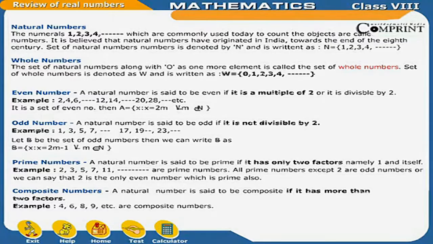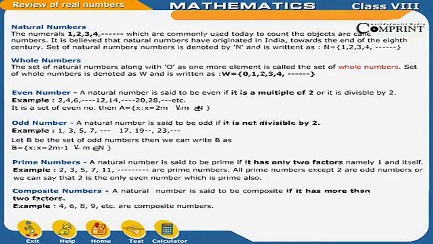Odd numbers. A natural number is said to be odd if it is not divisible by 2. Example: 1, 3, 5, 7, 17, 19, 23 and so on. Let capital B be the set of odd numbers. Then we can write B is equal to the set of x such that x is equal to 2m minus 1 for every m belongs to capital N.